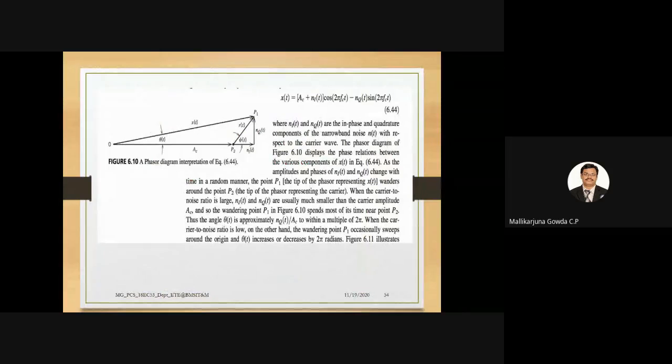I can express that composite signal, the output of the band pass filter. That will be an input to the frequency discriminator, right? It is only an unmodulated carrier along with the noise. So I can write A_C plus N_I of t cosine of 2 pi f_c t minus N_Q of t into sine of 2 pi f_c t. This is the input of the frequency discriminator.